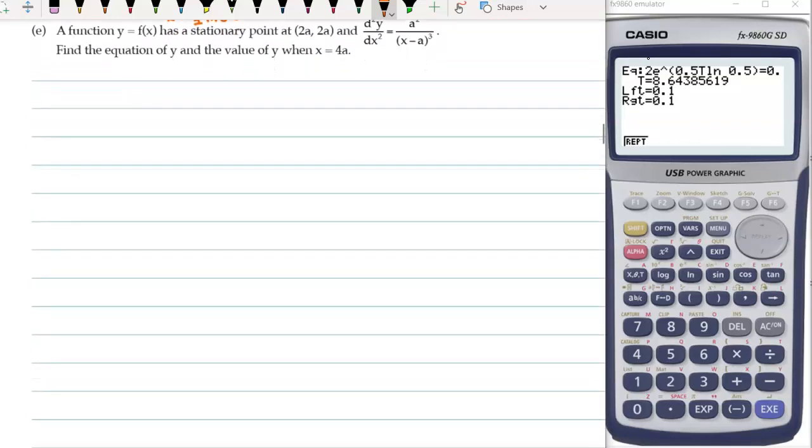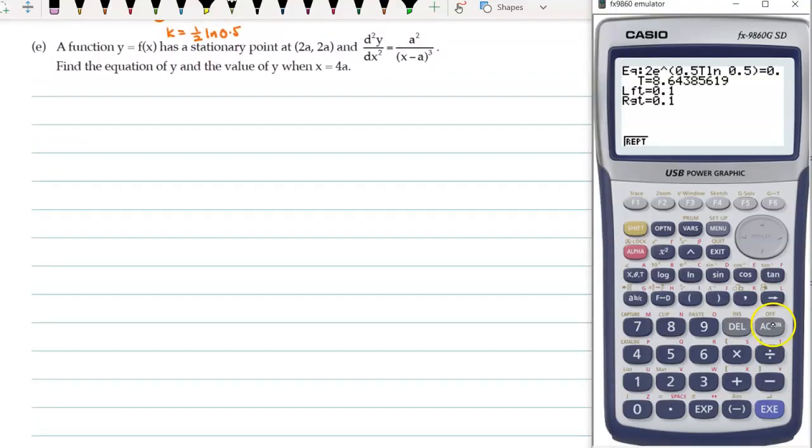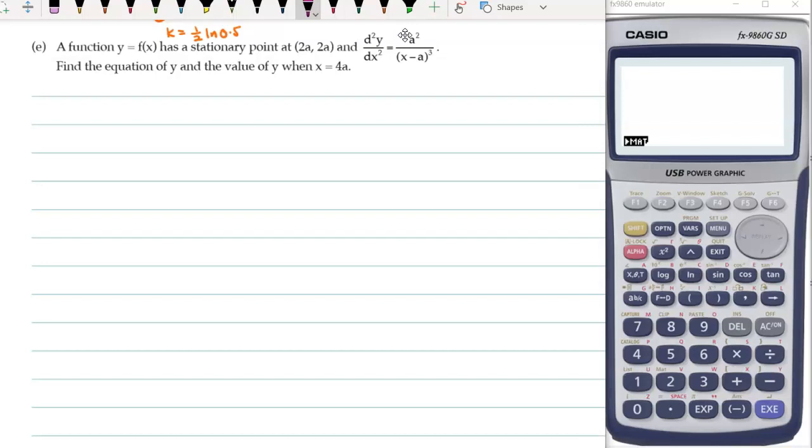Okay, last one. We're given the second derivative here. We've got some information about the stationary point, so we need to integrate this to get back to the first derivative and use that to find the stationary point information. Okay, so if we integrate, we are integrating the a squared times x minus a to the minus 3. That's so that we can get dy by dx, stepping backwards from the second derivative.